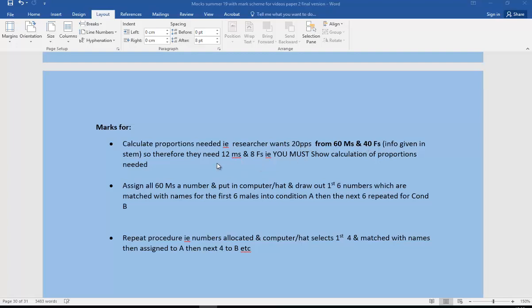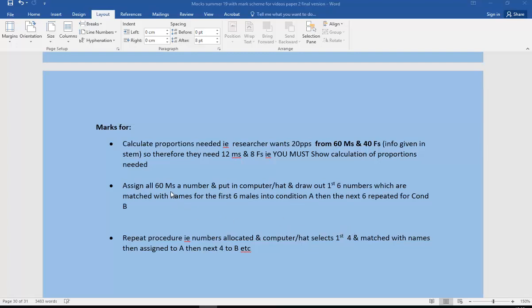So the first thing you have to do is calculate the number of people, the 20, how many males and females you want. And they have to be in proportion because that's what a stratified does. So we would therefore need 12 males and 8 females. Okay, so you've got to show that in order to get your first mark. And then we go into random allocation. And so with any random allocation, any random sampling, any random allocation in this case, she wants to randomly allocate those people into the 2 conditions.